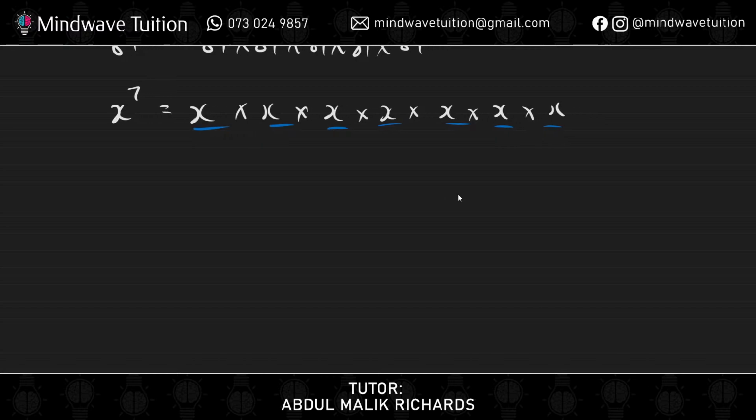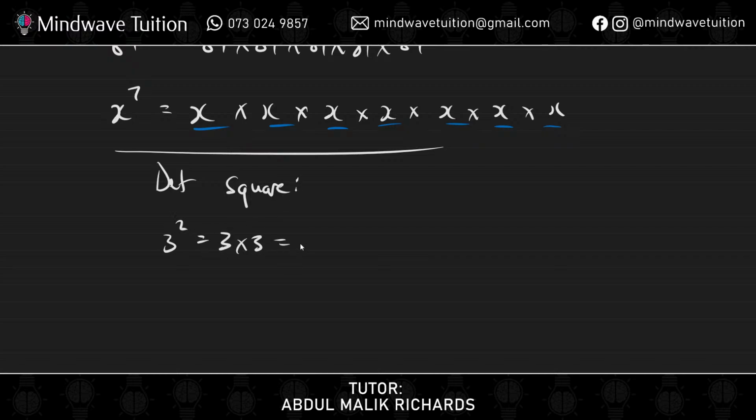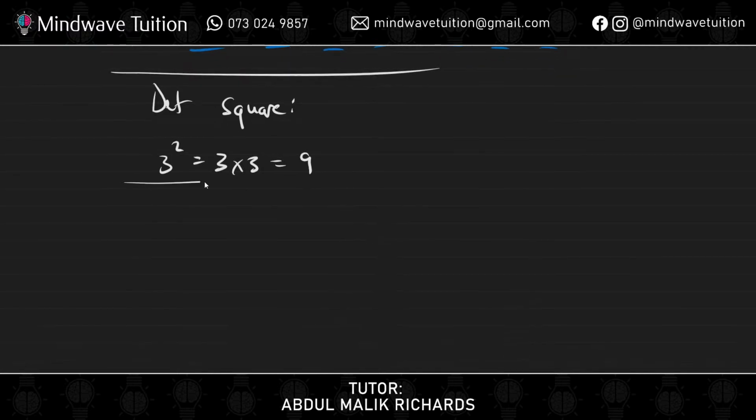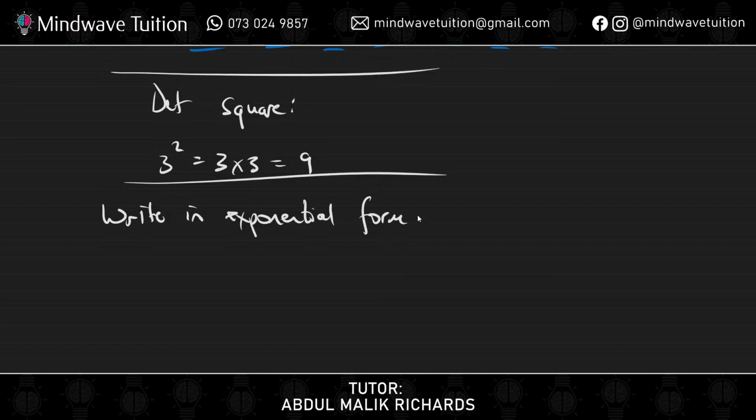Also, you can determine squares. So you can determine the square, like 3 squared, which equals 3 times 3, which is 9. That is another way they can ask questions. They could ask you to write it in exponential form. So write in exponential form. Another way they could say is to write in power form. A power, this is a power over here. So, a base to the power of an exponent, that is a power.